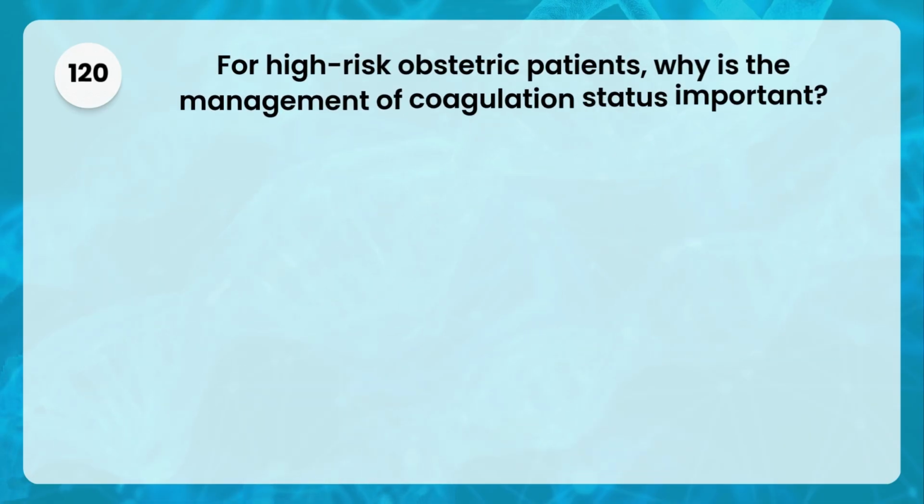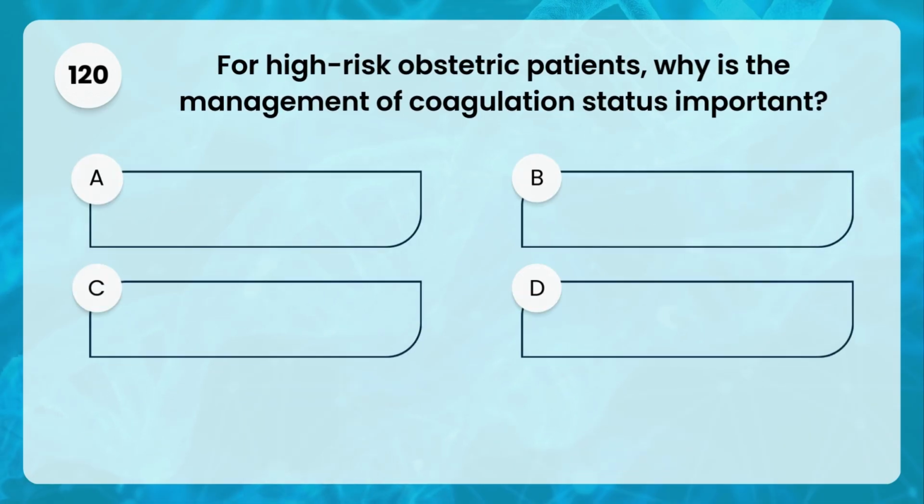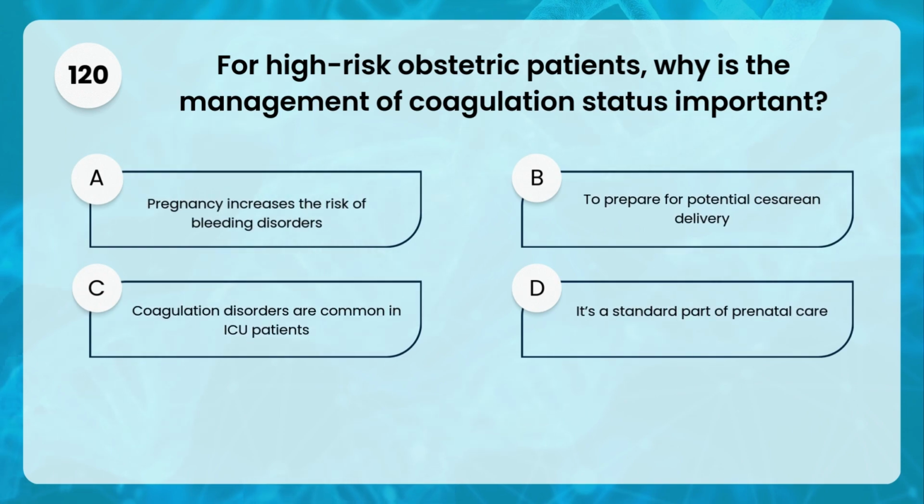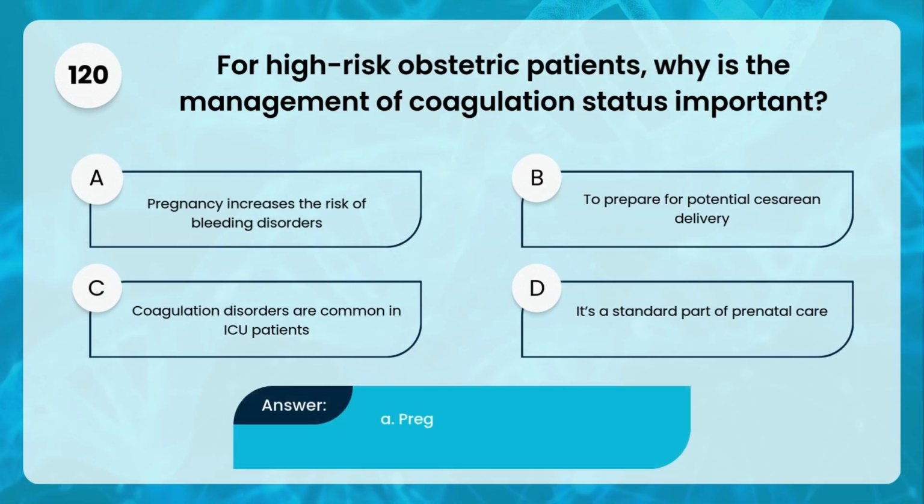120. For high-risk obstetric patients, why is the management of coagulation status important? A. Pregnancy increases the risk of bleeding disorders. B. To prepare for potential cesarean section. C. Coagulation disorders are common in ICU patients. D. It's a standard part of prenatal care. The answer is A. Pregnancy increases the risk of bleeding disorders.